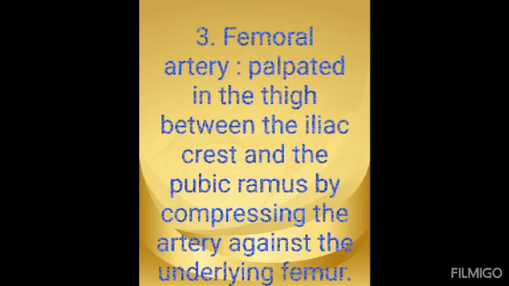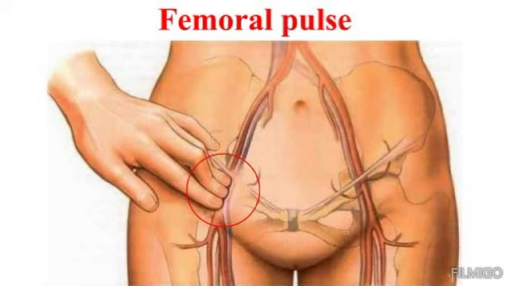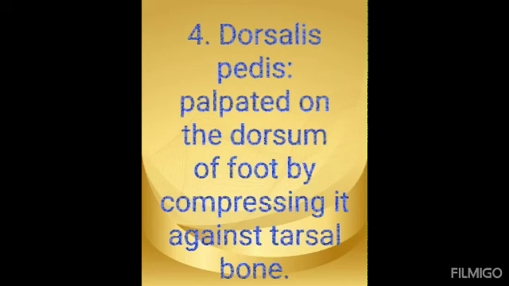And the third one is the femoral artery. The femoral pulse is palpated in the thigh between the iliac crest and the pubic ramus by compressing the artery against the underlying femur. The femoral artery is also used to measure the pulse rate. This picture shows the femoral pulse, the site for the femoral artery.